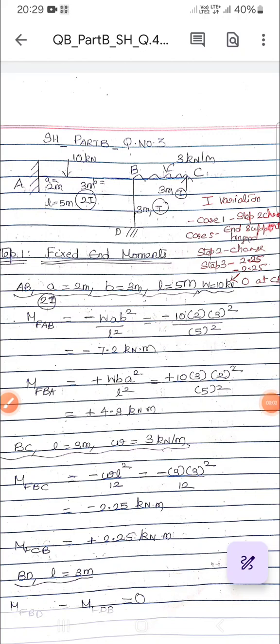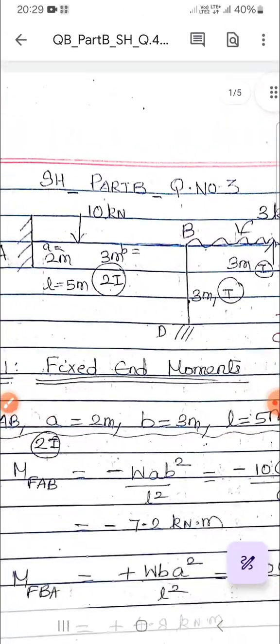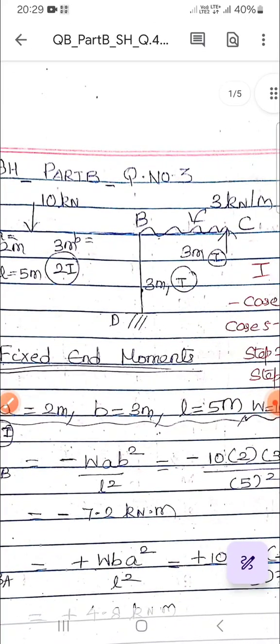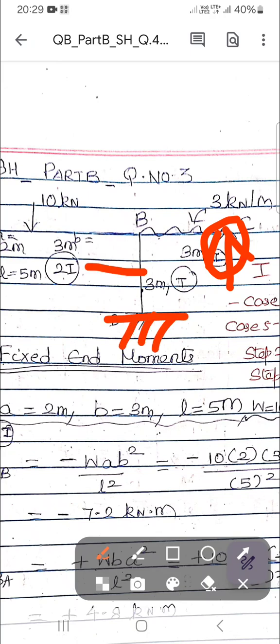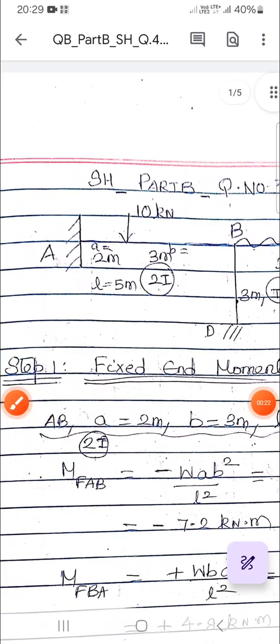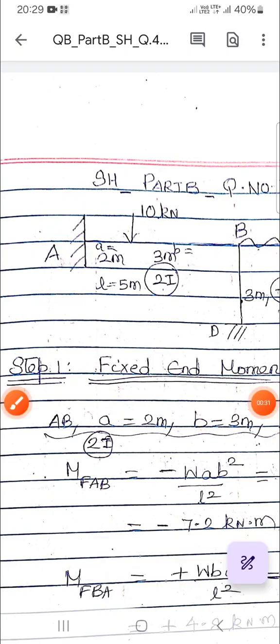Good evening, students. So this is a problem. It is a portal frame without sway. So you can say this is a portal frame without sway. In addition, it has the end support C as hinge. So you can see C is hinge, whereas D and A are fixed support. So end support is hinged. So for this, we'll see what is the change.